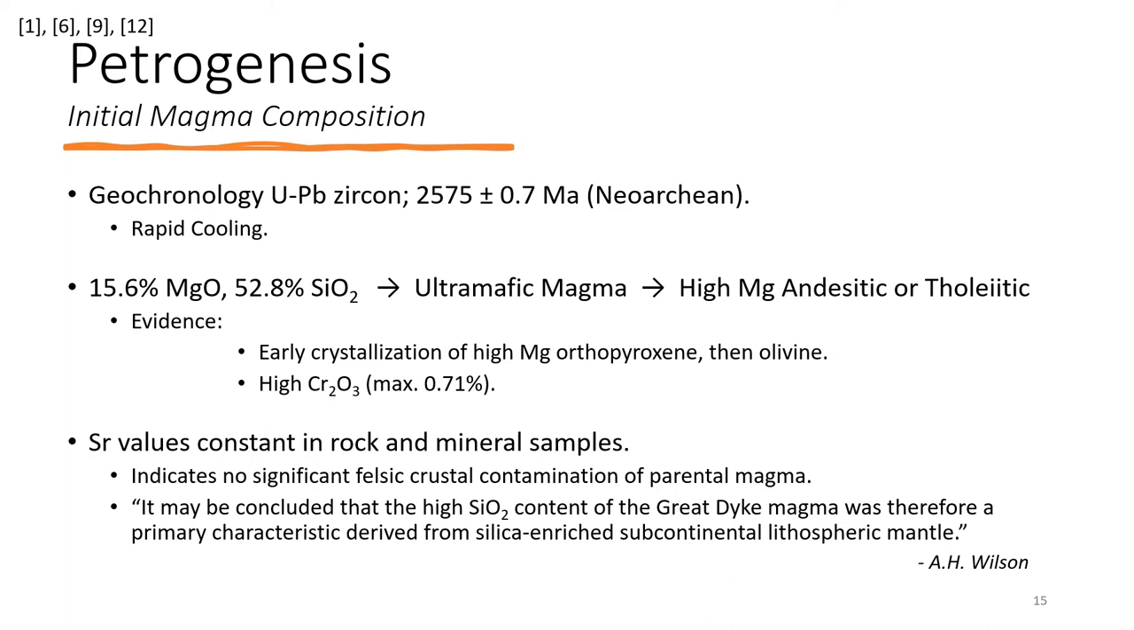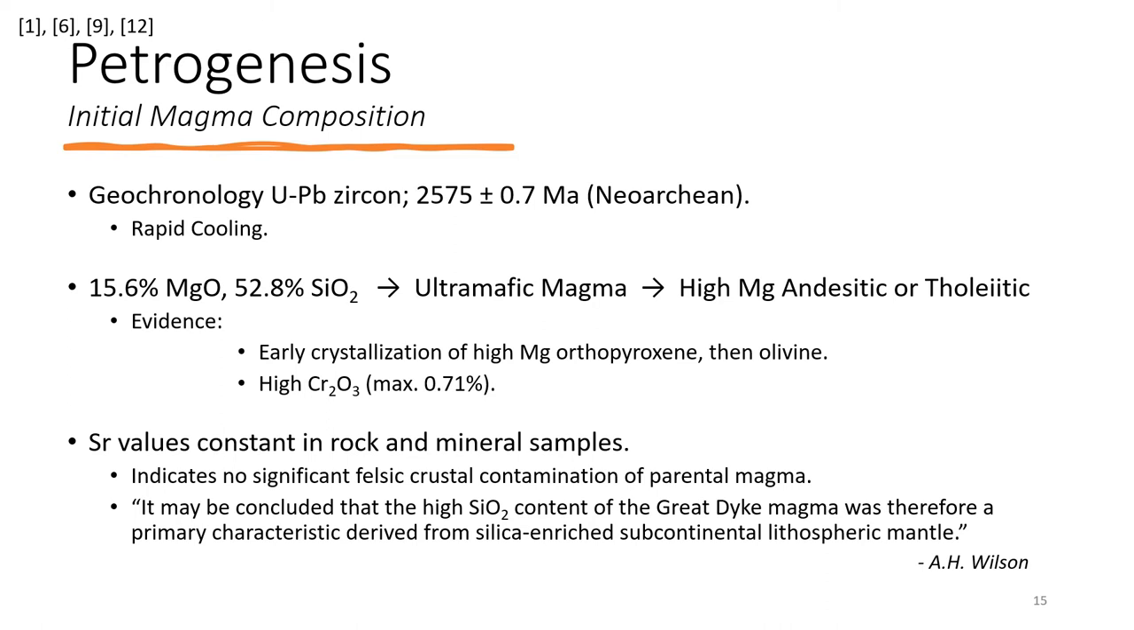So when we look at the initial magma composition, there are several studies that have been done, but they've all shown a high concentration of magnesium and silica, resulting in an ultramafic magma. Now, those high concentrations don't necessarily prove an ultramafic magma on their own, so we want some additional evidence. One piece of evidence is that the early crystallization formed high magnesium orthopyroxene followed by olivine.